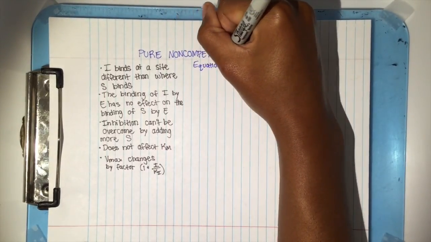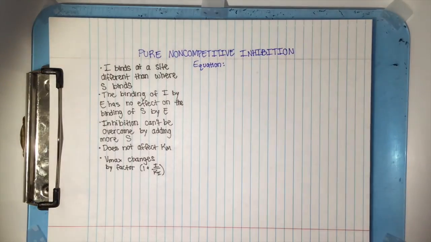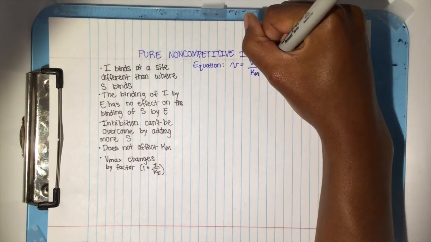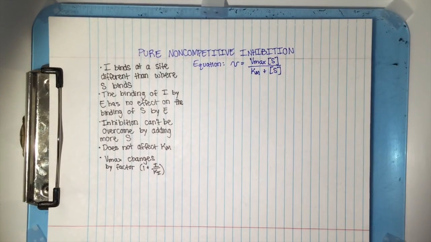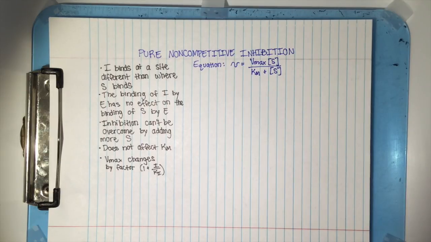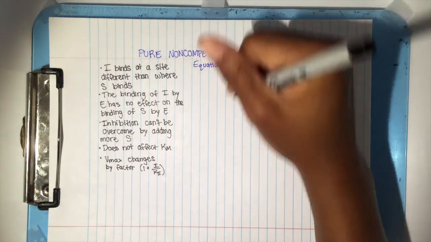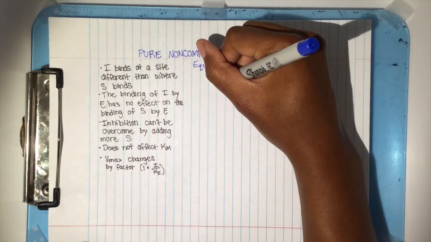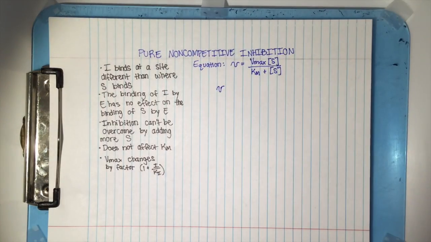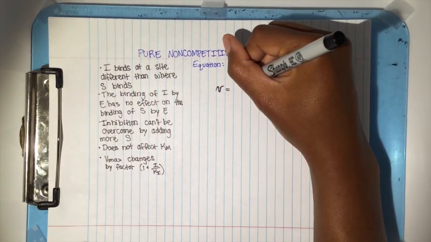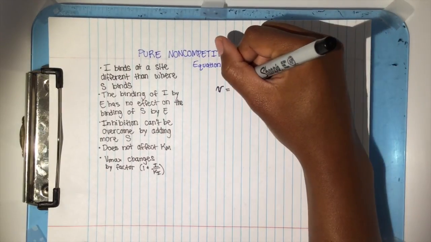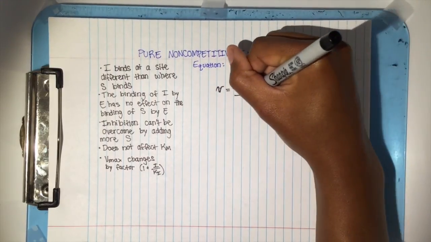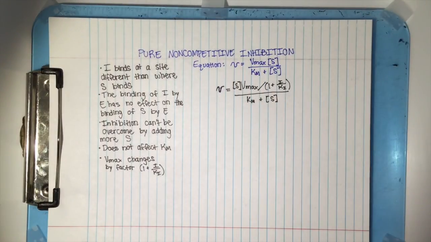Okay, again, just for reference, we're going to write down the equation of our general Michaelis-Menten, and that is V equals Vmax times S all over Km plus S. We can then go ahead and modify our equation for velocity because we know that it is changing by a factor of 1 plus I over Ki. So our new equation under pure noncompetitive becomes V equals S times Vmax over 1 plus I over Ki, all over Km plus S.